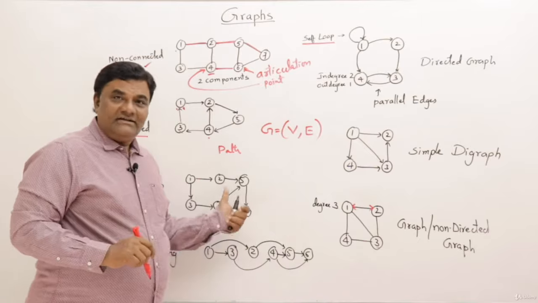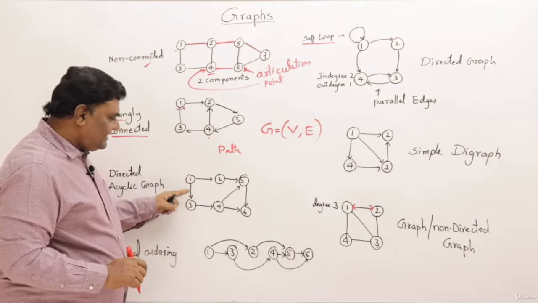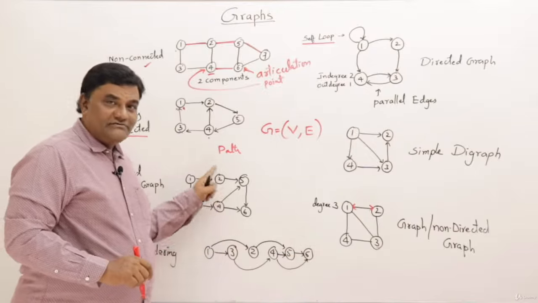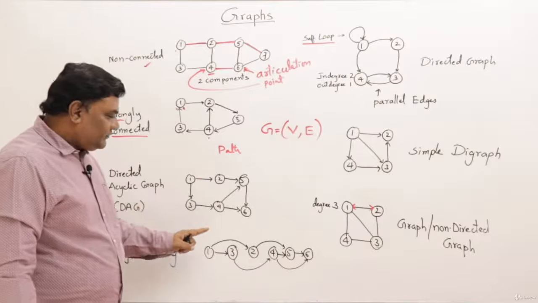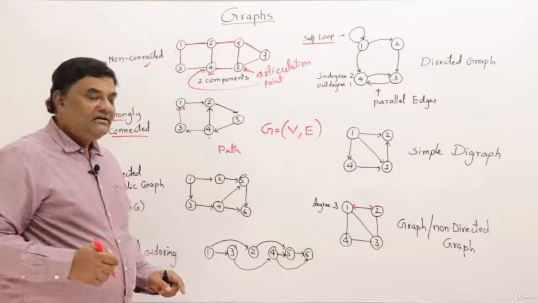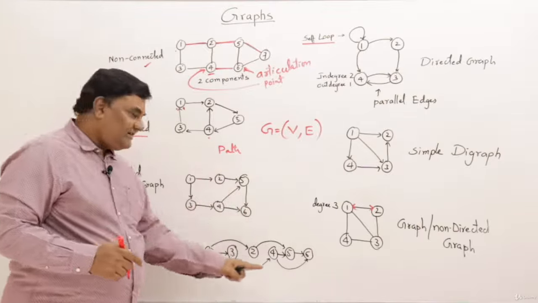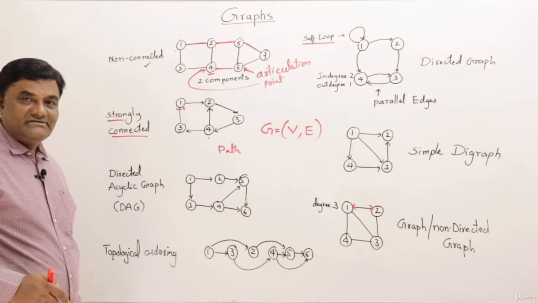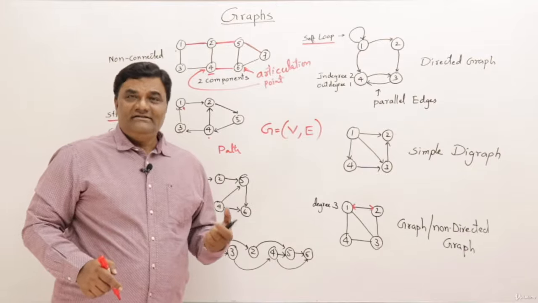There is no cycle. And the last thing is, this directed acyclic graph, we can arrange all the vertices linearly in a single line, such that the edges are going only in forward direction. The edges are not coming back. If you can arrange the vertices such that the edges are going only in forward direction, then it is called as topological ordering of vertices. This is possible only in directed acyclic graph.